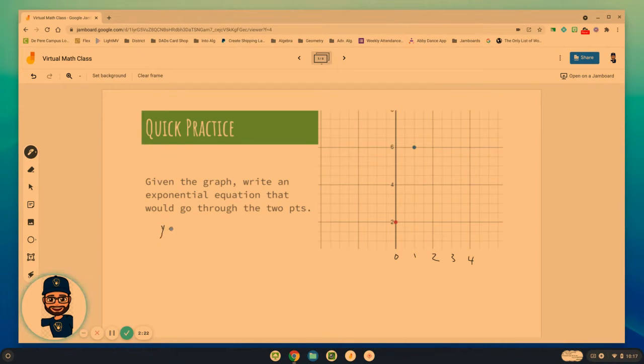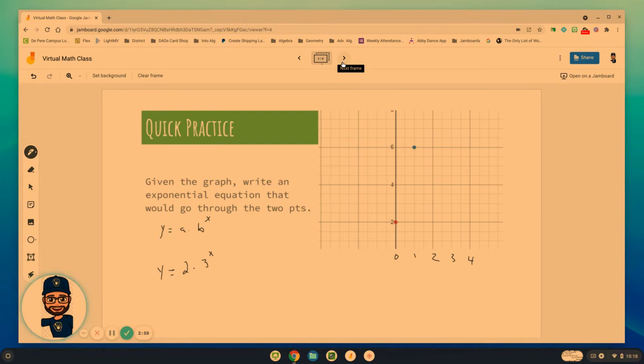Again, in general, we have y equals a times b to the power of x. A is our y-intercept, so that's 2, times our growth factor. We went from 2 up to 6. What do we multiply by to get from 2 to 6? We multiplied by 3. So y equals 2 times 3 to the power of x. And again, we're looking for that growth factor. So those are all what we call the basic exponential properties and what we're looking at for exponential functions.